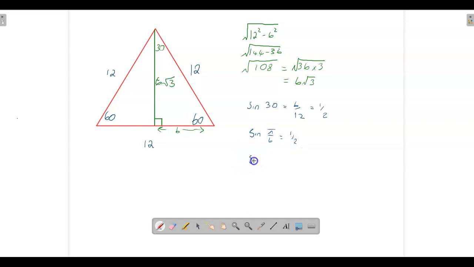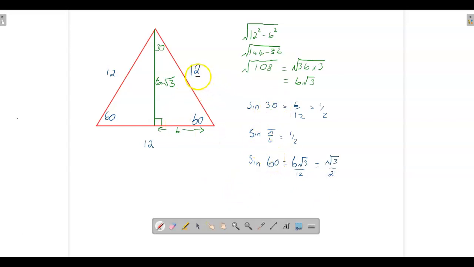Now I'm not going to do any more radians here. I'm going to keep them all in degrees, and you can investigate the radians. So what about sine 60? Well, sine 60, if I go to this 60, sine is opposite, 6 root 3, divided by hypotenuse, which is 12. So that gives me 6 root 3 divided by 12. It gives me root 3 divided by 2.